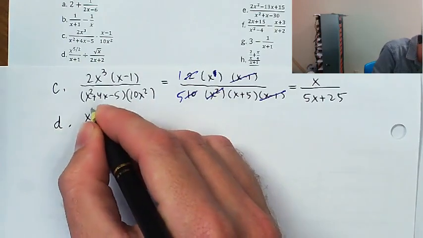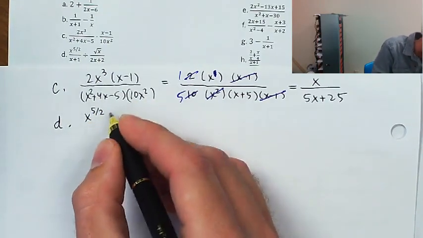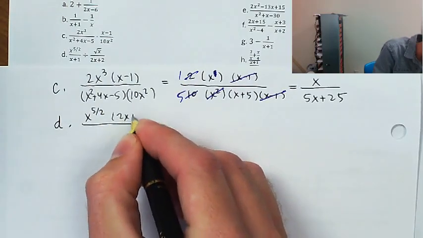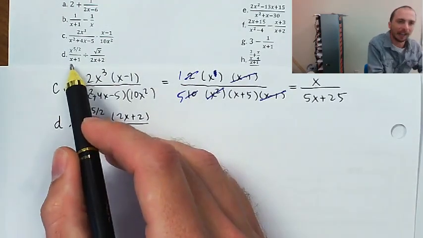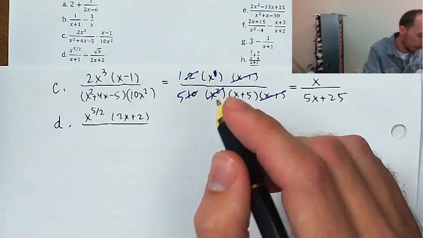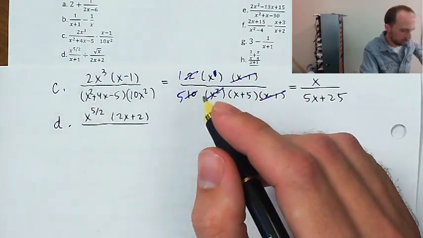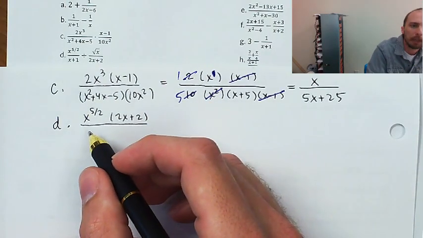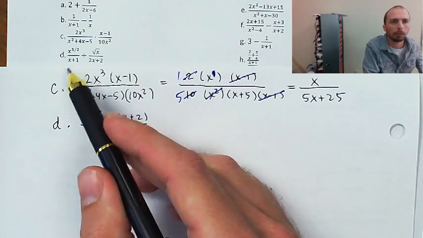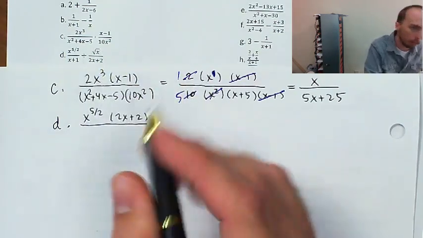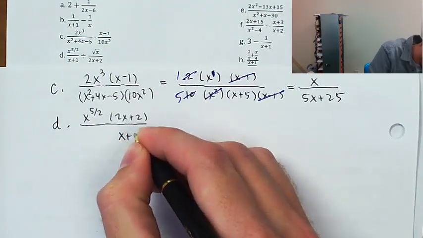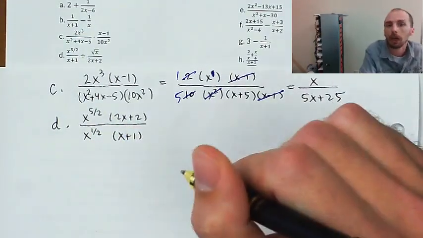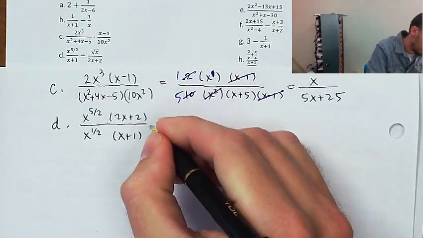So x to the 5 halves times 2x plus 2. I probably should have factored that, because I've got that x plus 1 there, but it'll be all right. Oh, wait, x plus 1 and then the square root of x. Maybe I'll put that x plus 1 here, and the square root of x, I might write that as x to the 1/2 power. Just gonna rearrange this stuff.